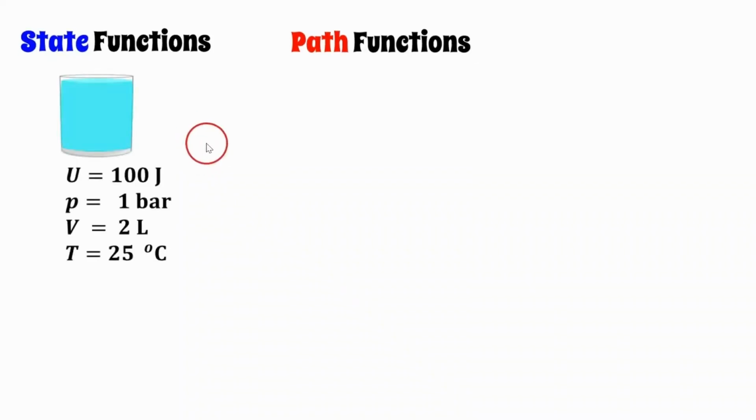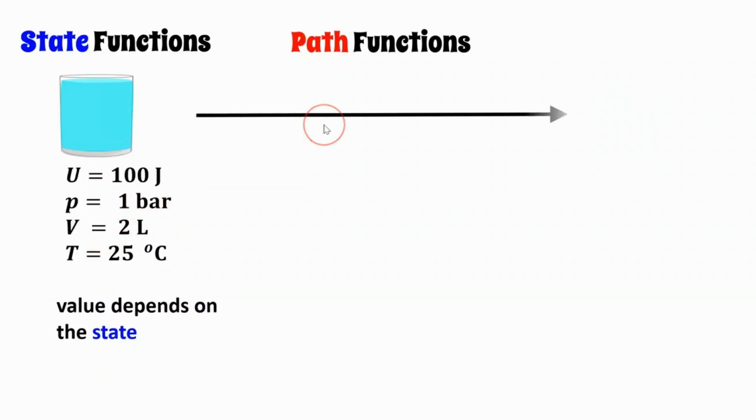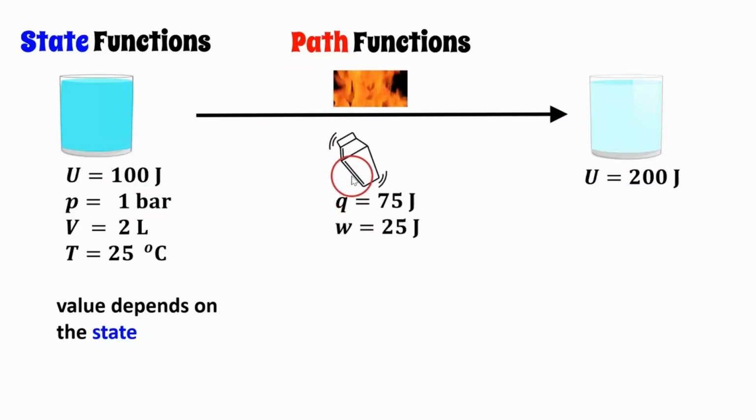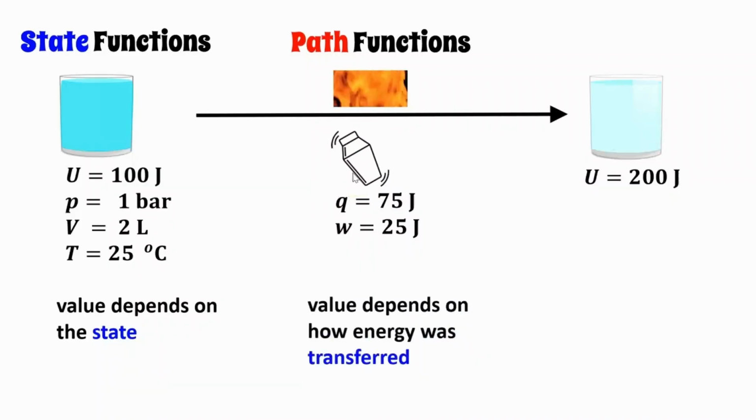They're actually completely different. State functions describe the state of the system: what its internal energy is, pressure, volume, temperature. It can also have enthalpy and entropy. So the value of these depends on the actual state. We're not transferring energy. The path functions tell us how much energy is being transferred between states. It's how much energy we're transferring as heat or how much energy we're transferring as work. So their value depends on how the energy is transferred.